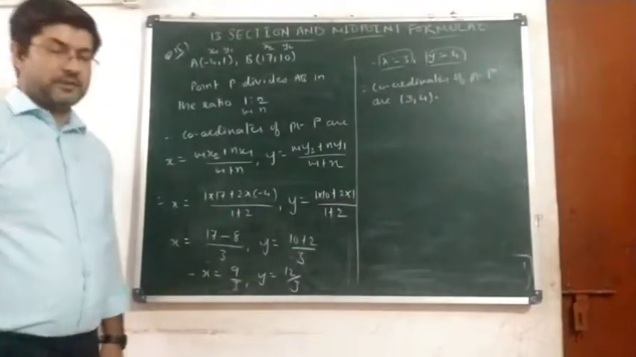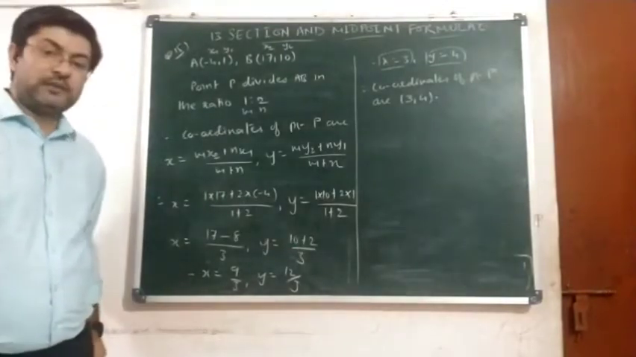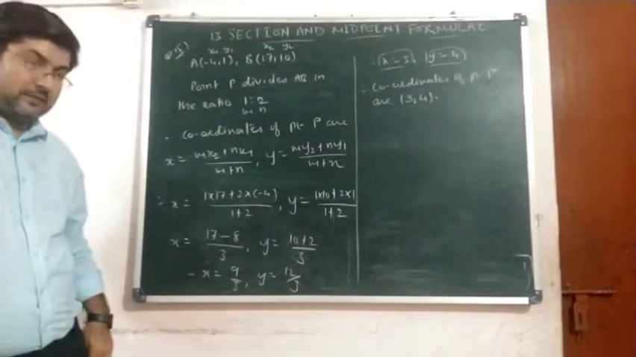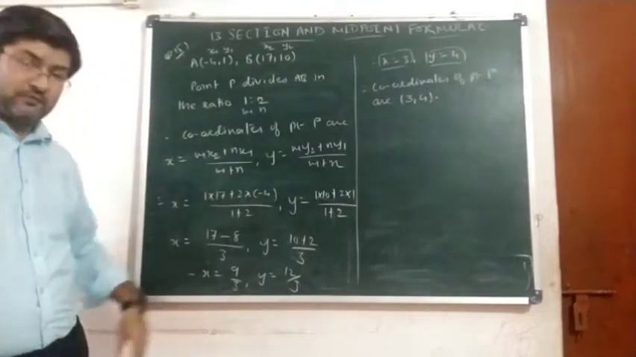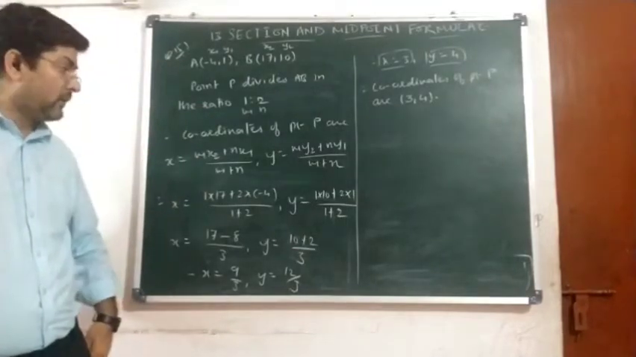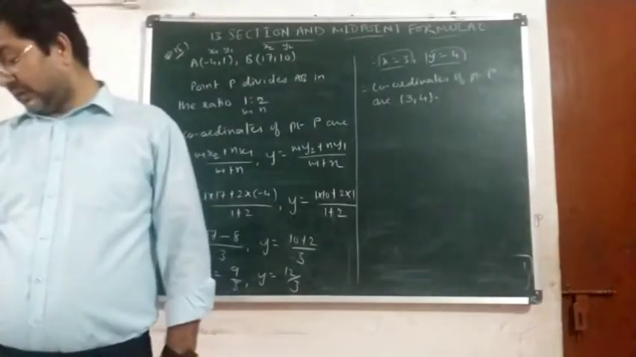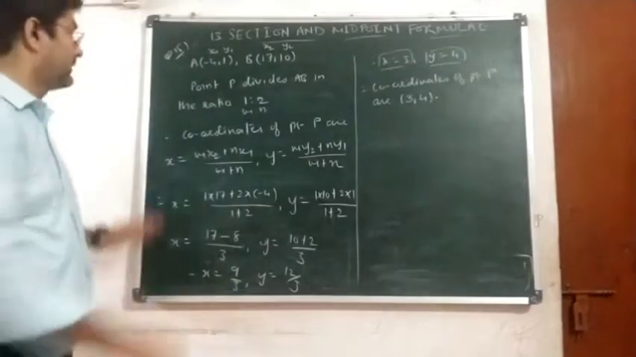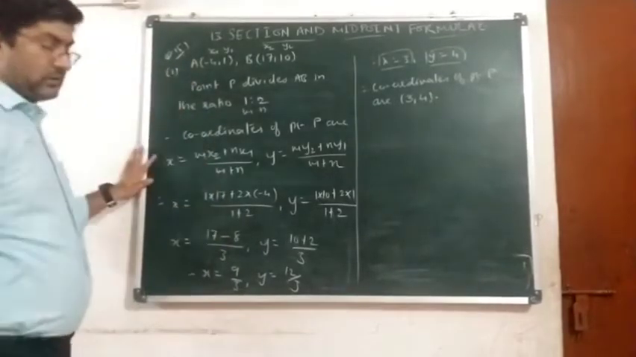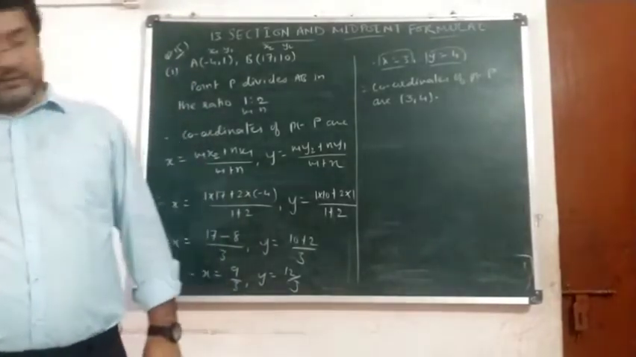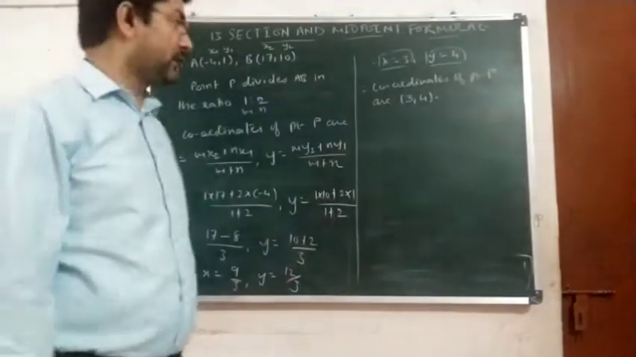So we got the first answer. We had to find the coordinates of point P, and the coordinates of point P we got to be (3, 4). Clear? Now another question is there. This was 15, number 1. Now number 2, we have to find the distance of point P from the origin.